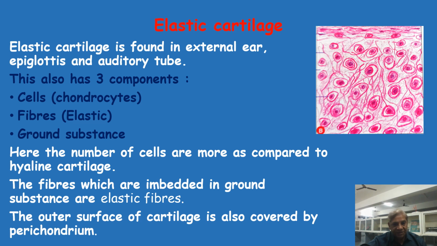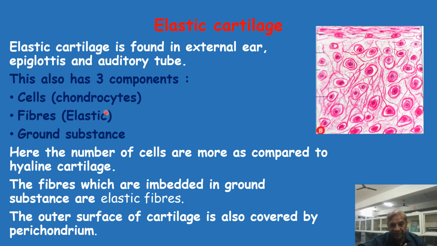This also has three components. Since it is a specialized connective tissue, cartilage has to have three components. Cells are again the same as we have seen in the hyaline cartilage, and here also they are called chondrocytes. And fibers are different. I forgot to mention that the fibers in the hyaline cartilage are fine collagen fibers. But here in elastic cartilage, the fibers are elastic fibers.